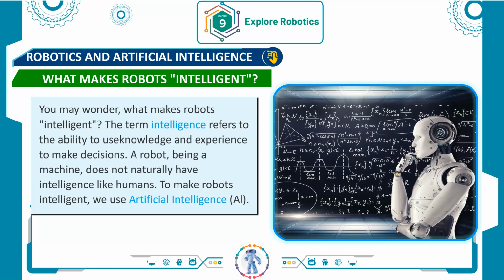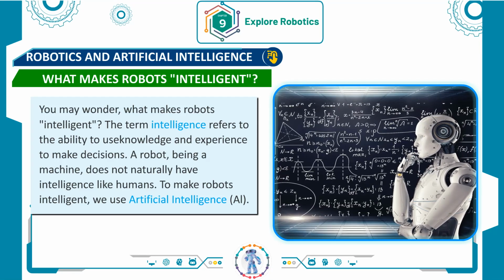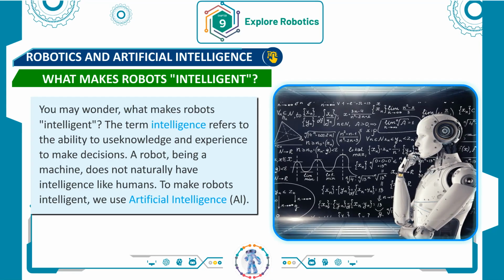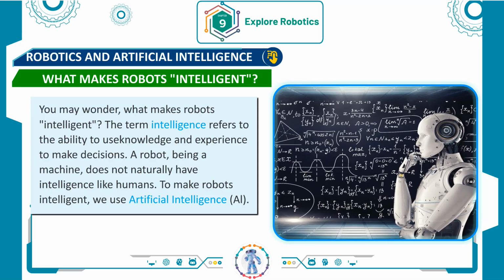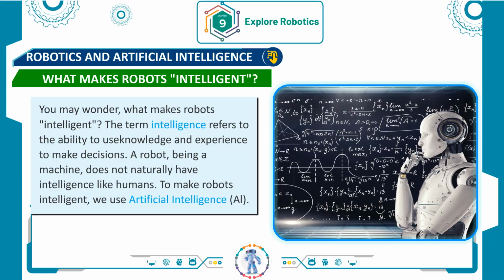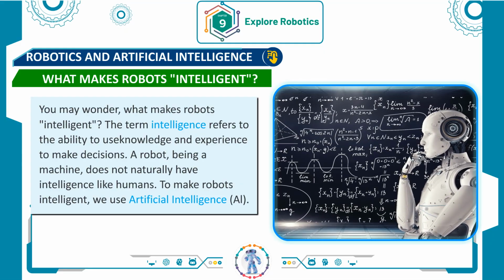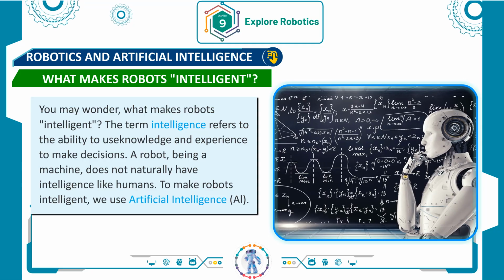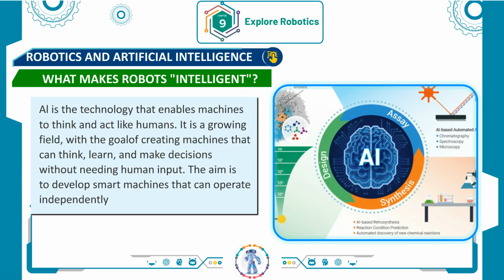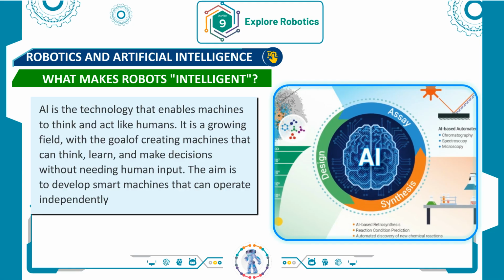What makes robots intelligent? You may wonder what makes robots intelligent. The term intelligence refers to the ability to use knowledge and experience to make decisions. A robot, being a machine, does not naturally have intelligence like humans. To make robots intelligent, we use artificial intelligence (AI). AI is the technology that enables machines to think and act like humans.